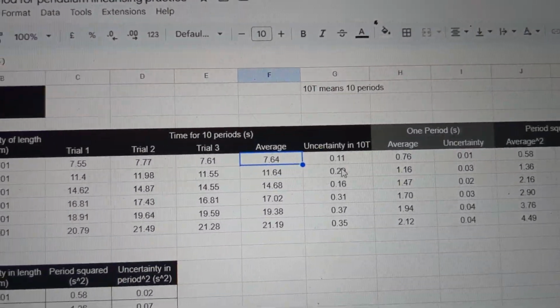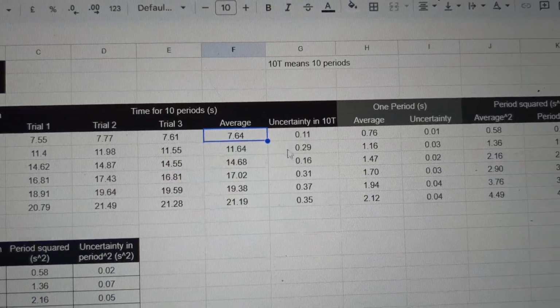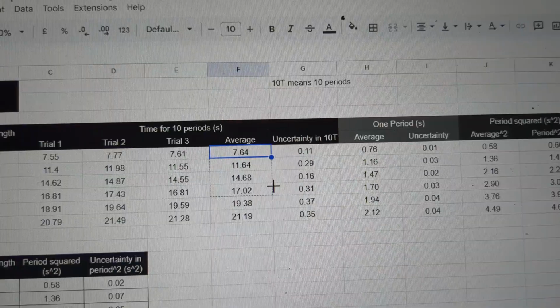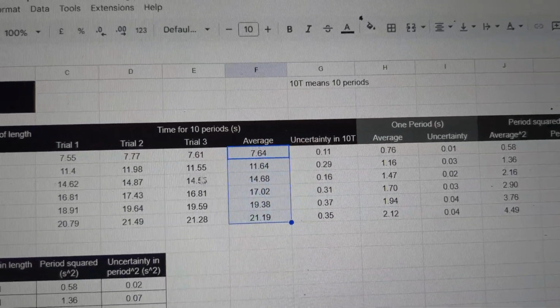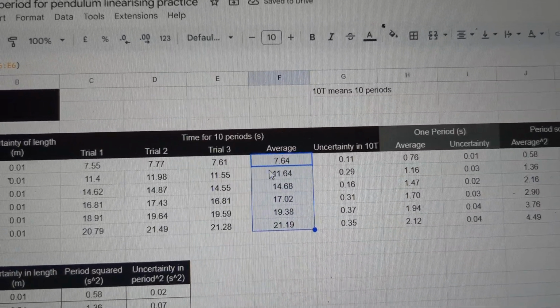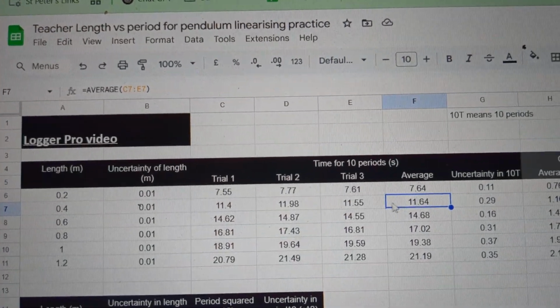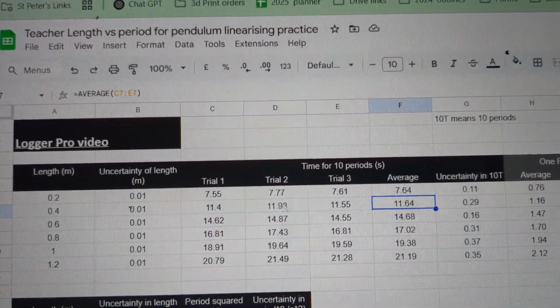Also, another little note for those who are not familiar with this: if you've written equals AVERAGE into here, it's got the little drop down here, you can drag that down and it will fill all the formulas across. So you can see for this one now it's going from C7 to E7, so it's getting all of these ones here.